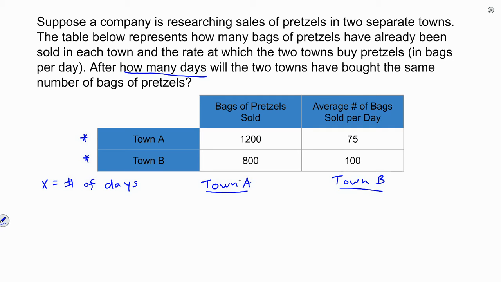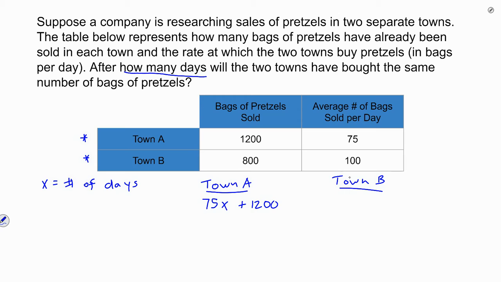So let's see. To represent the bags of pretzels sold, it's going to start with just a plus 1,200. This 1,200, it's not adding 1,200 every day. It's what we're starting with. Now, what are we going to add this 1,200 to? Well, we're going to add the 75 bags we sell each day. So to represent that, we're going to say 75 times x, because every day we're going to add 75 pretzels. So if I go for 3 days, it's going to be 75 times 3. If I do 10 days, 75 times 10. And then we continue going on from there.